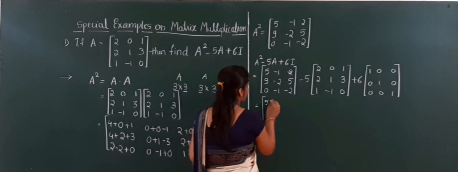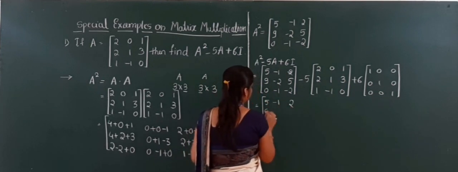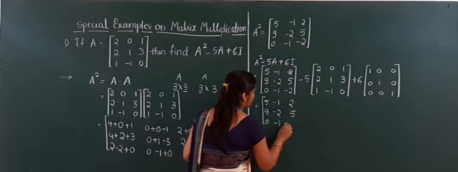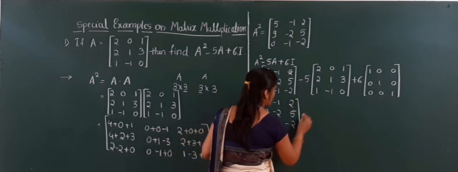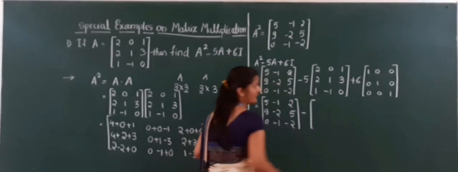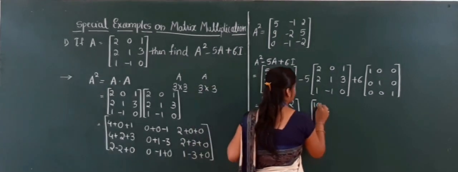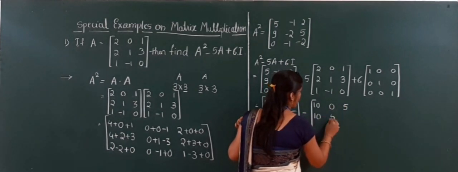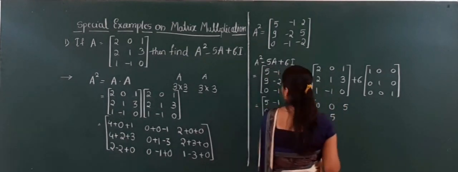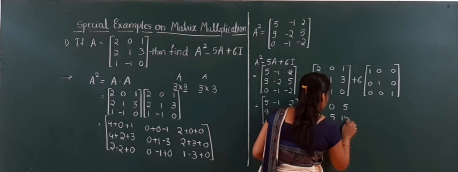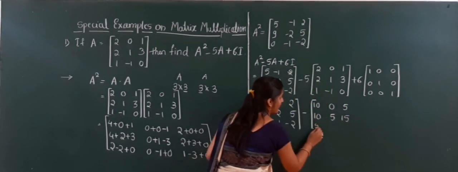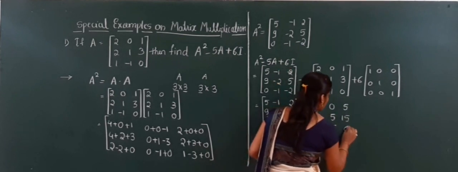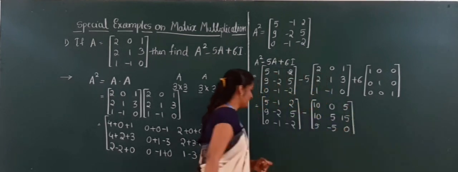So 5, minus 1, 2, 9, minus 2, 5, 0, minus 1, minus 2, minus, I have to multiply by 5: 5 2s are 10, 0, 5, 10, 5. 5 3s are 15, 5 1s are 5, 5 into minus 1 is minus 5, 5 into 0 is 0. Okay? Next.